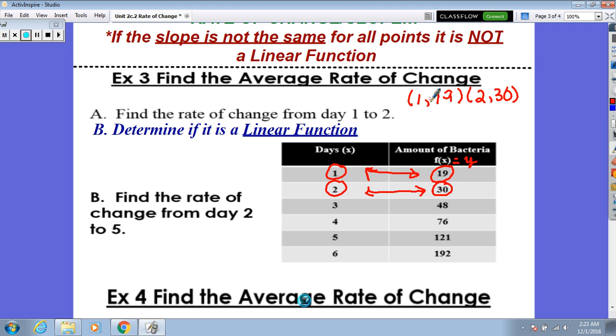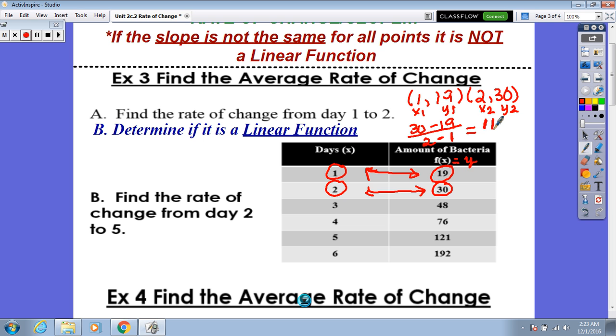So the rate of change from 1, 19 and from 2, 30. So I label x and y, x and y. These get 1s because they're the first point. These get 2s because they're the second point. So we subtract what 2 numbers on the top? 30 minus 19. Very good. And what 2 numbers will we be subtracting on the bottom? 2 minus 1. All right. So what do we get on the top? 11 over 1, which is the same thing as 11.